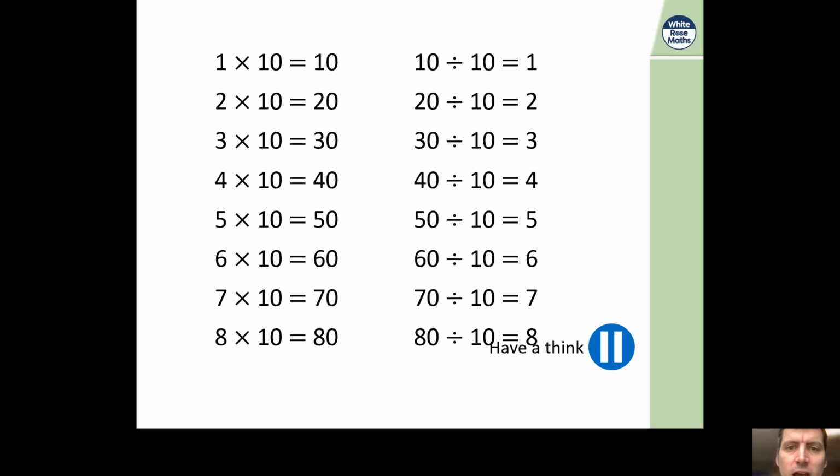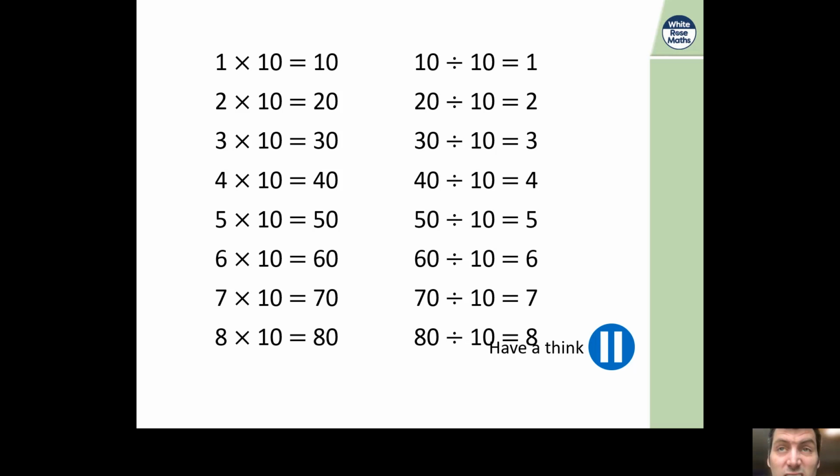Now we're moving on, and we can see these number sentences, and we can see the link between one number fact from our multiplication sentences and one division fact from our division sentences. So those inverse operations. 1 multiplied by 10 leads to the product of 10. And when we divide that 10 by 10, we end up with 1. So those number facts are linked closely together. 2 lots of 10 make 20. 20 divided by 10 is 2. You can see the link.